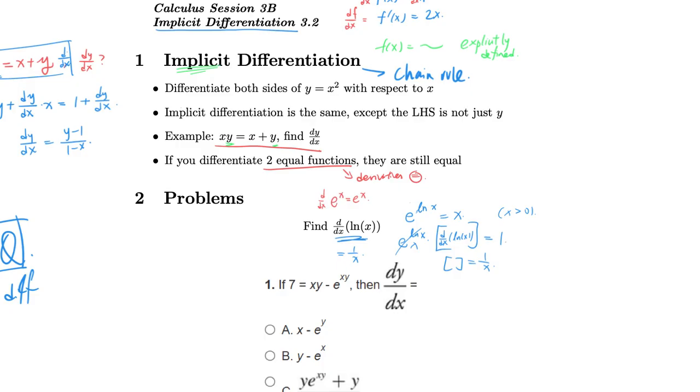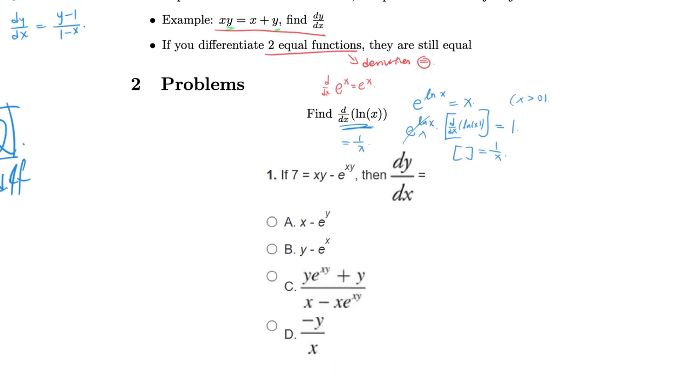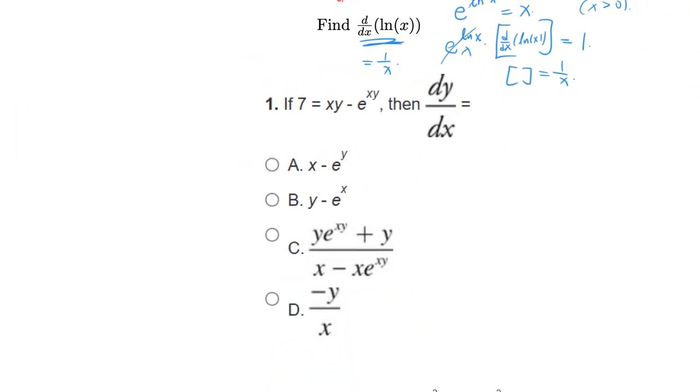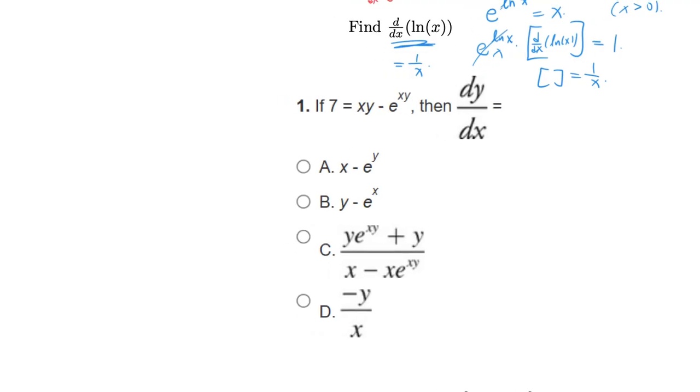Okay, so now we're going to move on to some MCQs, and we're going to start off with this. So again, implicit differentiation, we're going to take the derivative of both sides. We're going to find that the derivative of a constant is 0, and then this d over dx of xy is equal to y plus x dy over dx, minus e to the xy itself times d over dx of xy. That's going to be the thing repeated again.